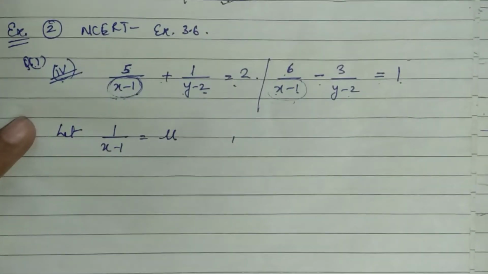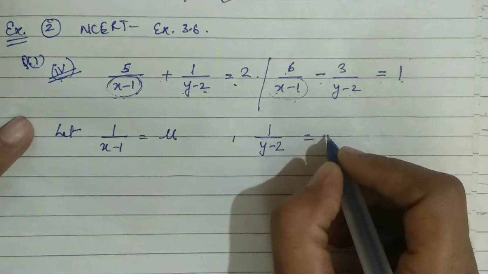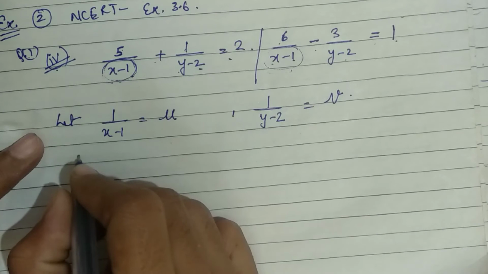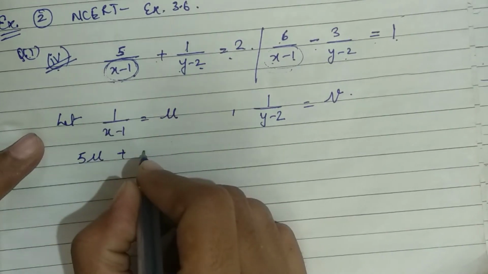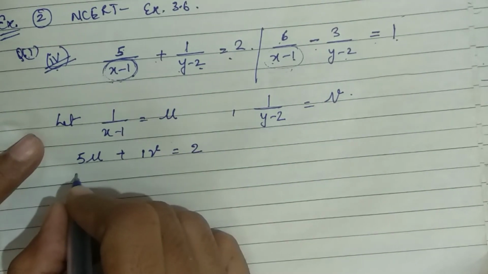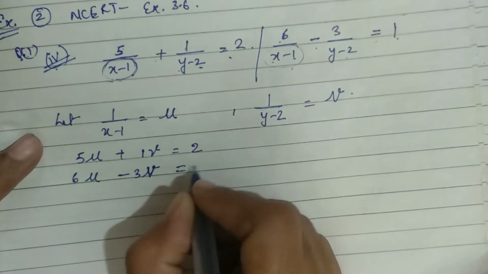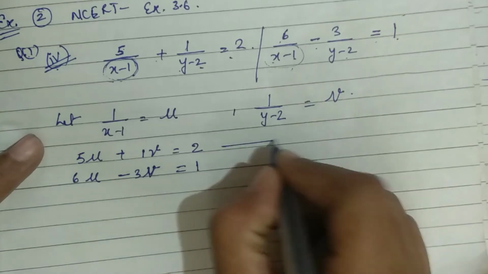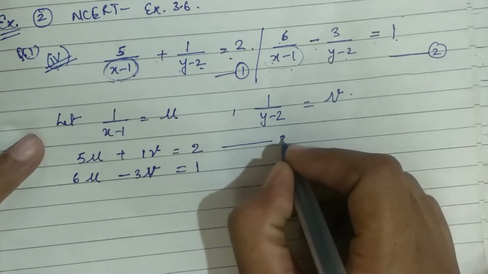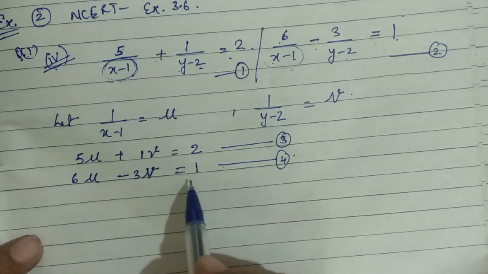and 1 upon y minus 2 equals v. So our given system is reduced to 5u plus 1v equals 2, and the second is 6u minus 3v equals 1. So this is equation 1, this is equation 2, this we suppose is equation 3, and this one is 4. Now we can solve this equation by using any method.